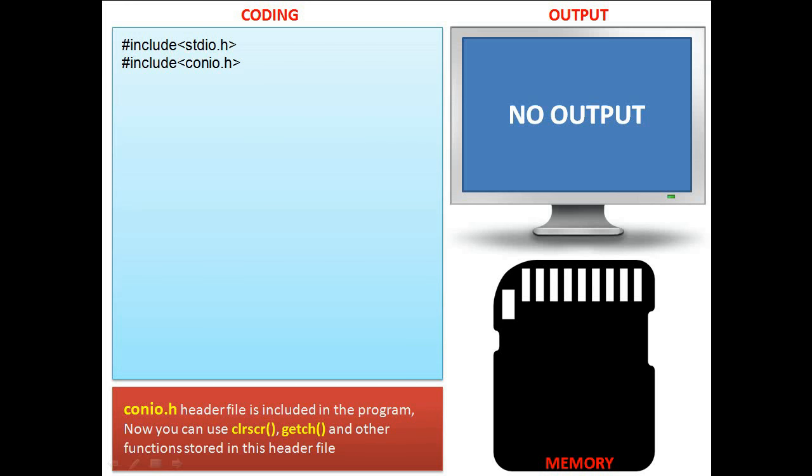The second instruction is hash include conio.h. So conio.h is a header file which contains clrscr and getch functions which we will use in our program. So that is why we want to include this header file.